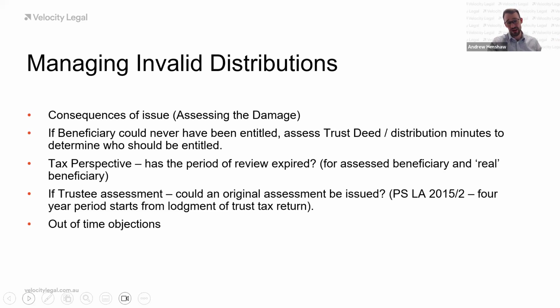You can always consider out-of-time objections if you needed to, and ask the Commissioner to treat something as within time. And also, if you've got a clear issue, voluntary disclosures to the tax office and managing penalties and things like that.